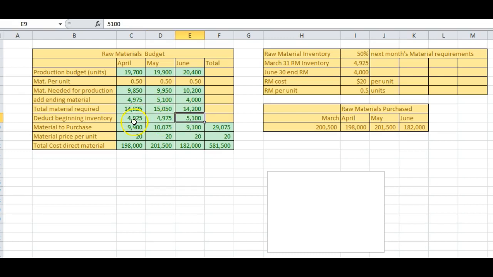So now we're going to deduct those. So this is the material we have to purchase. And the material price per unit is $20. So this becomes our direct costs here. These are our total direct material costs. And I've put them over here and also giving you March because you're going to need March when you calculate the cash disbursements. So you're always working backwards or forwards when it comes to inventory and production.